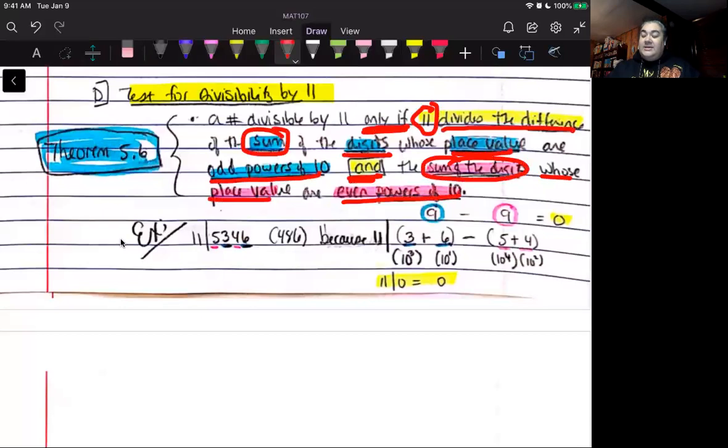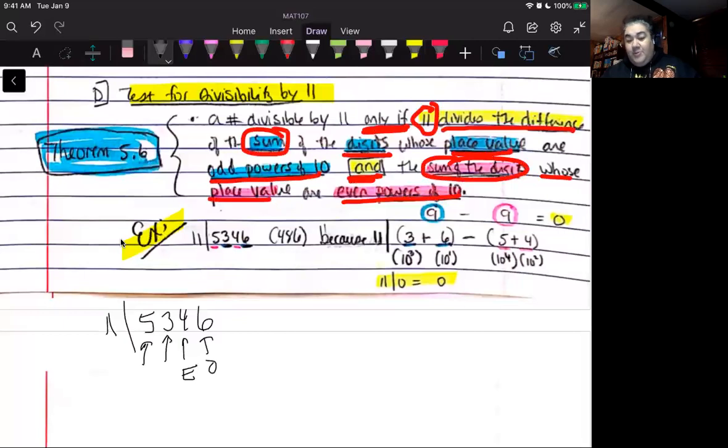So the best way to look at this, and I have it worked out right here for you, but I'm going to do it again with you step by step because this is a bit complicated. So let's say that we are checking to see if 11 is going to divide into the number 5,346. Okay? Now, this is ones, so that's an odd power of 10. This is tens, so this is odd, this is even. This is hundreds, okay? This is thousands. So this again would be odd, and this would be even.